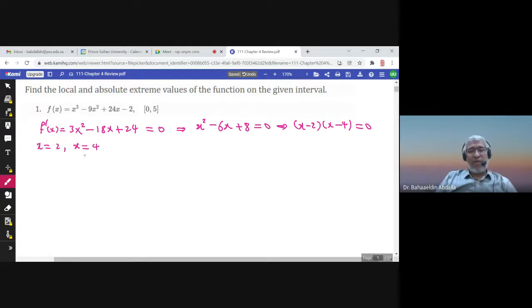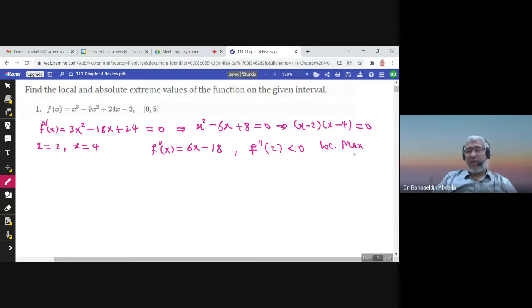Now to find out which one of these two critical numbers is a local maximum or local minimum, I can use the first derivative test or the second derivative test. Well, I'll find the second derivative because it's easy to find here. It is 6x minus 18. And then by finding f double prime of 2, it's 12 minus 18, that's less than 0. So I have a local maximum at f of 2.